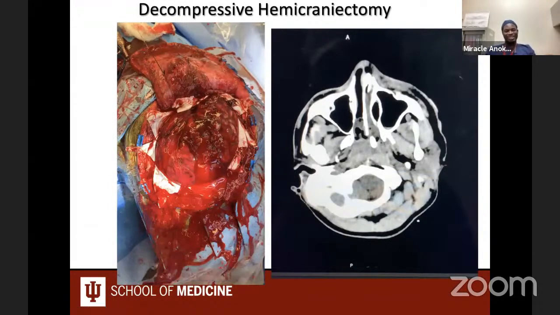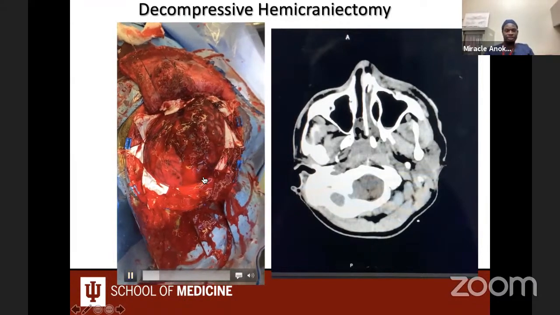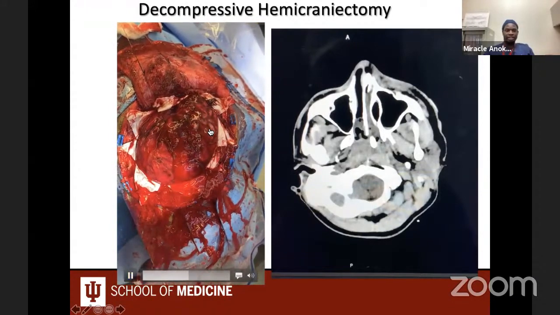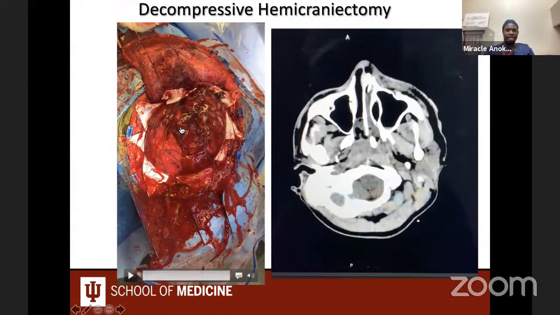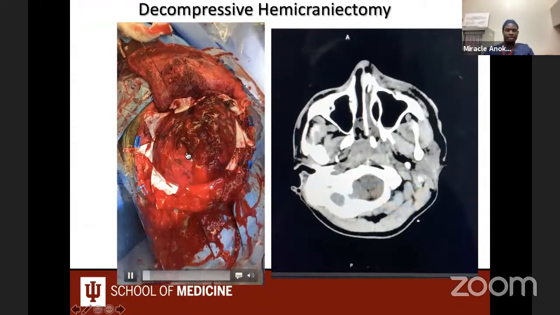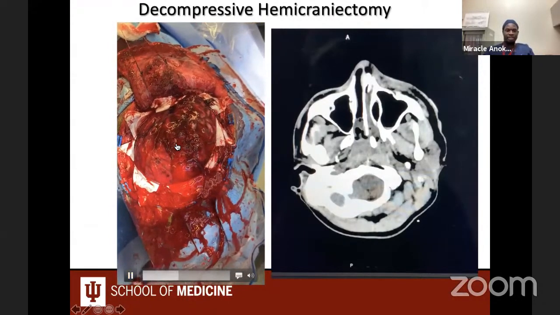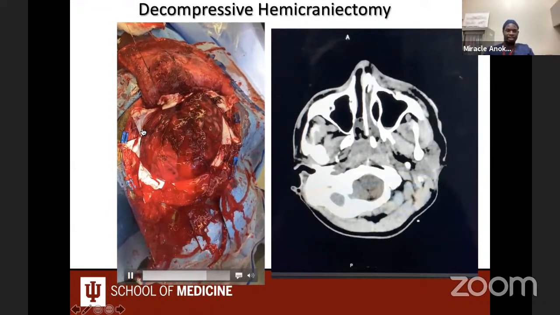Call Dr. Miracle. That happened too. So what we did then is I took him to the operating room and did a decompressive hemicraniectomy, which means we take off half, basically close to half of the skull off. And this is what we found. So you can see the brain itself is pretty bruised. You can see blood pumping from where one of those blood vessels had been hit by a bullet.